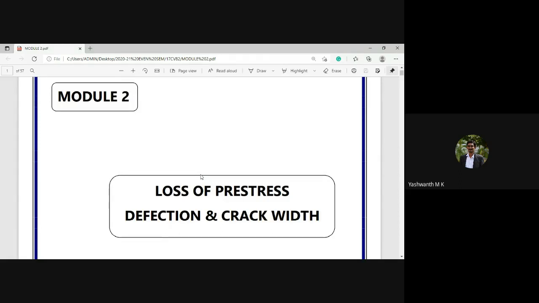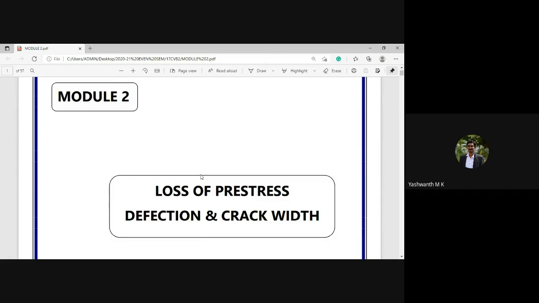In the last session, we completed module number 1. In that, we learned various concepts to analyze the PSC beam. We also discussed the concept of pre-stressing and how to induce the pre-stressing inside the pre-stressed concrete beam. With this introduction and analysis idea, let us move further to the next module.